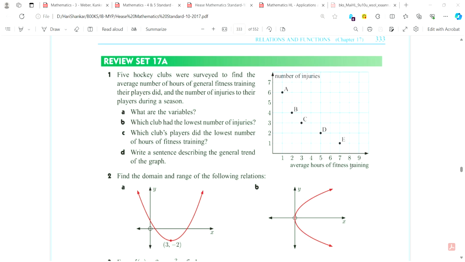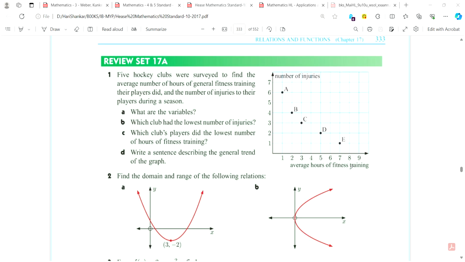Chances of injuries become more when the number of hours of fitness... No, that would be the other thing. So we can say that when the hours of fitness training are more, then the chances of injury are less. Right? Less hours of practice cause more injuries to players, isn't it? The more you train, the fewer injuries, isn't it?